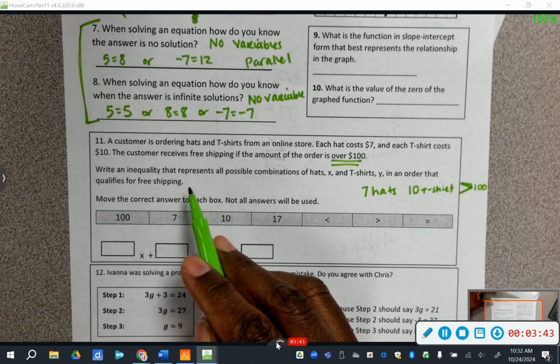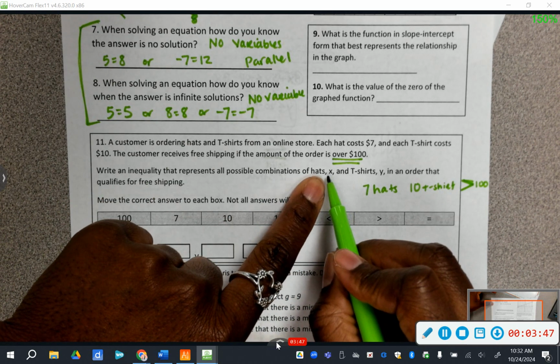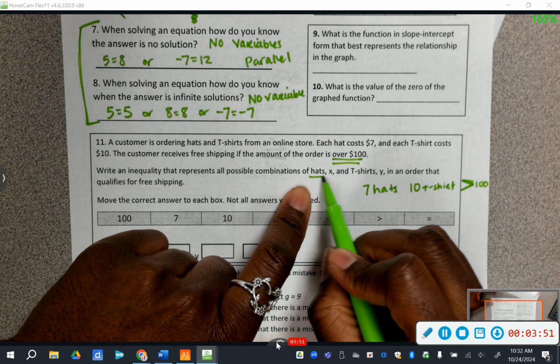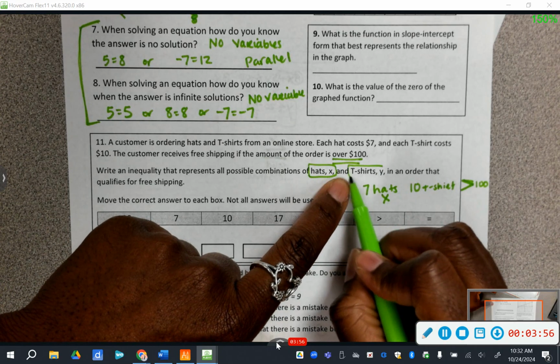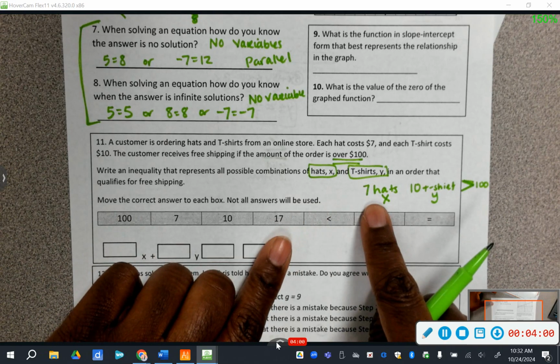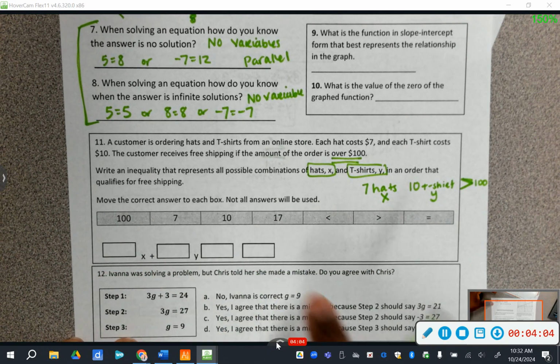Write an inequality that represents all possible combinations of hats X. Please understand, on your test, there's one problem where they might try to flip it on you, but it clearly says hats is X. So it should be 7 with the X and t-shirts with the Y. You have to make sure 7 is with X, 10 is with Y, and you use the greater than 100. All right, so fill in those blanks.